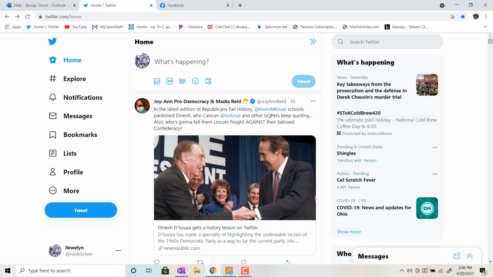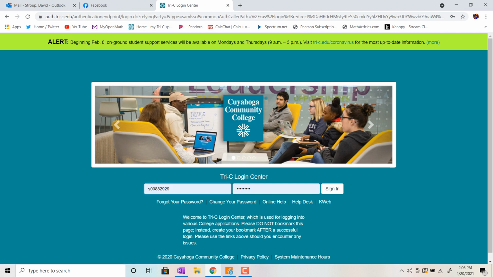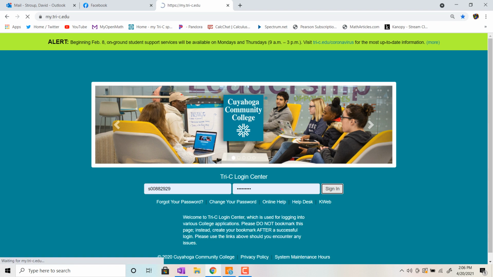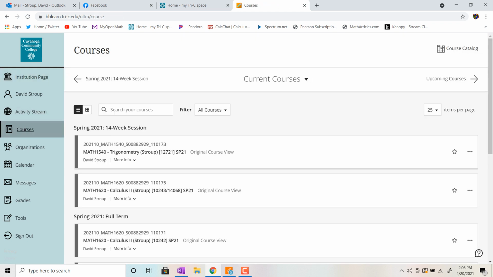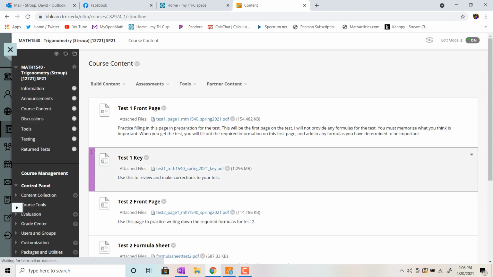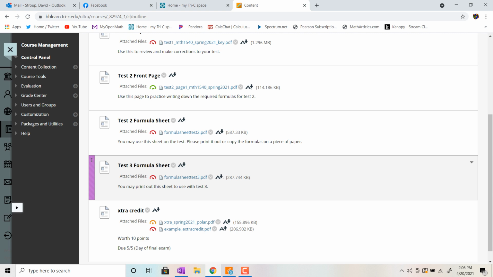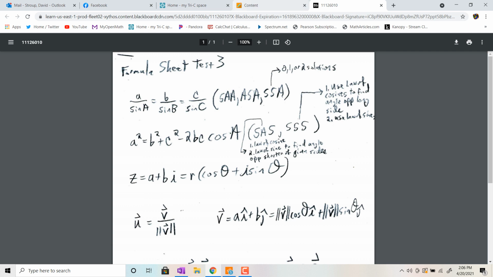Probably lost my formula sheets. Where are you? Formula sheets. Sign in. Blackboard. Courses. 3 weeks later. Trig. Course content. So formula sheet 3. There's extra credit out there, people, if you want it. Actually, it's formula sheet 2, right? I'll leave that one up as well. You could use both of these.